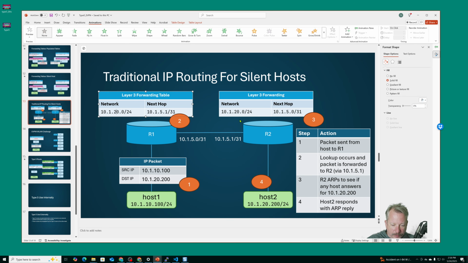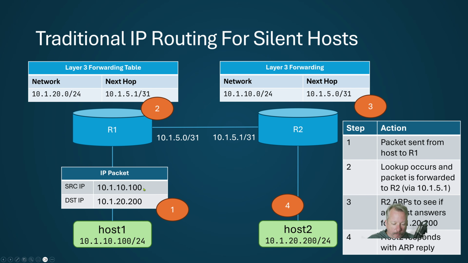So this is 20 and this is 10. There we go. So a packet is destined for 10.1.20. We know the next hop. I don't know where the host is. I don't care. I just know where the next hop is, which is 10.1.51. So it sends the packet on to router 2.